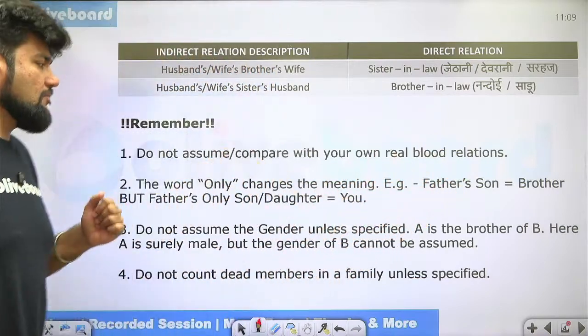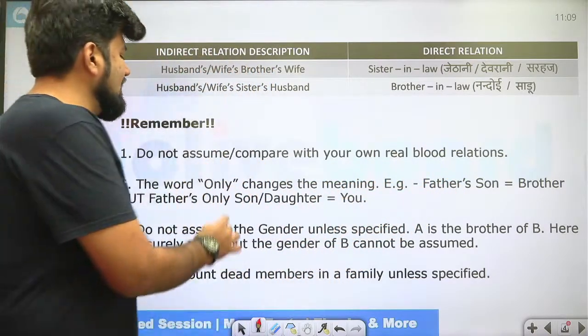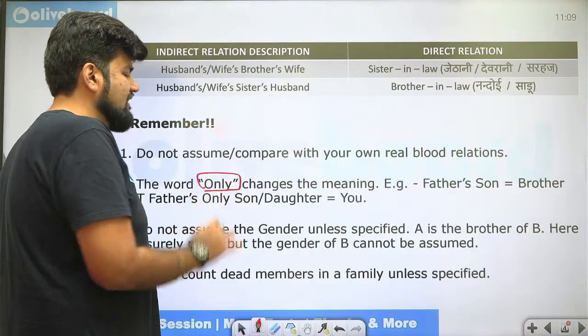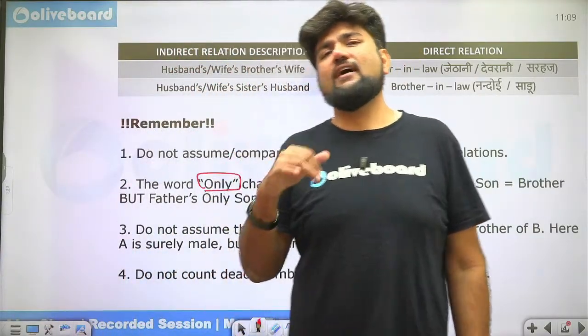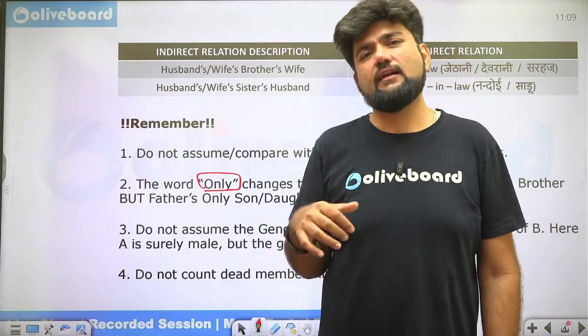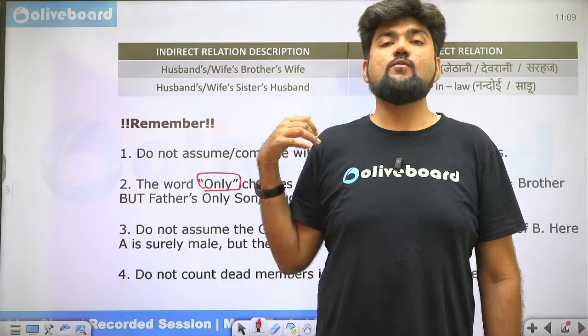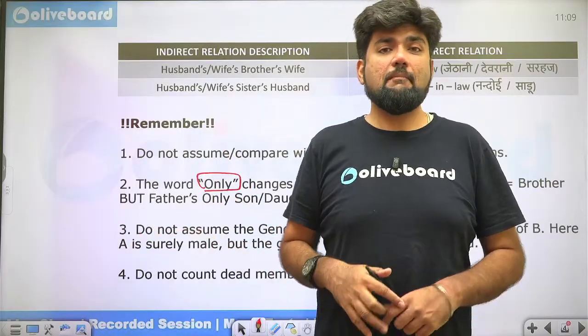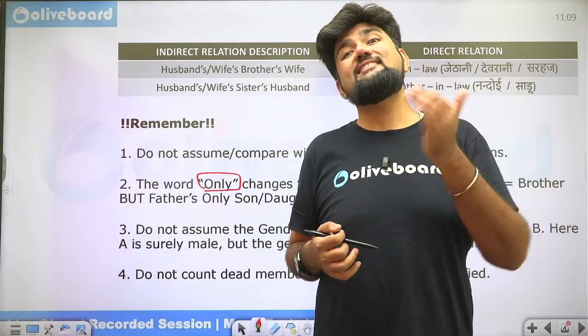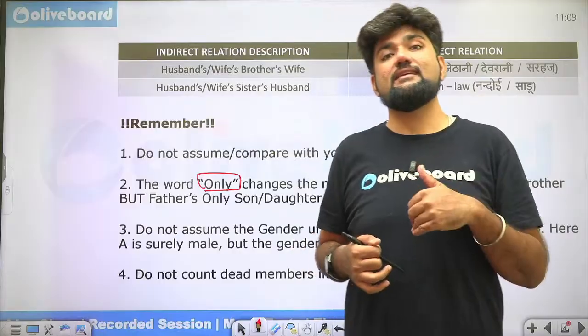Point number 2, the word only. It changes a lot of aspects. For example, if I'm talking about my father's son, so preferably I am talking about my brother. If I'm talking about my father's daughter, so I'm preferably talking about my sister. But if I'm talking about my father's only son, then preferably it's me.